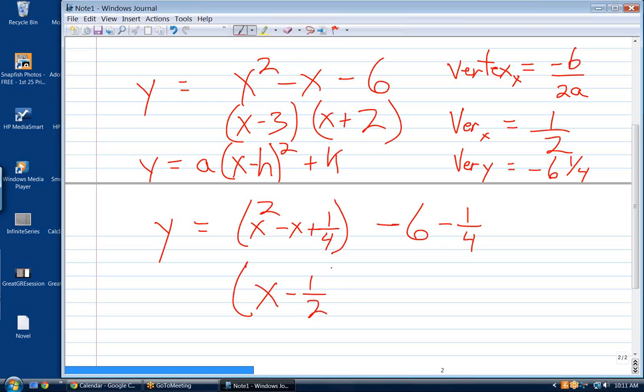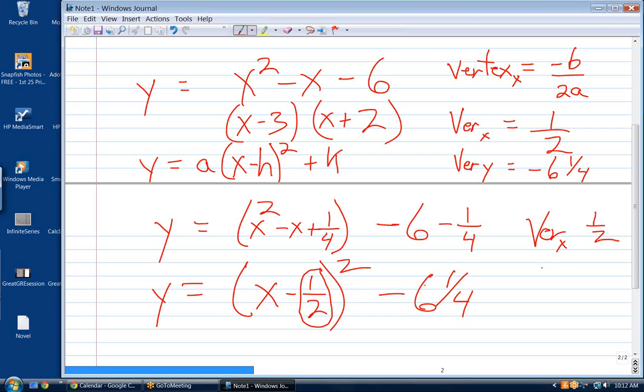squared, and then minus 6 1/4. So now I have it in standard format where we know the vertex is the positive h, because remember the standard format is x minus h. So the x-coordinate of the vertex is 1/2. The y-coordinate of the vertex is negative 6 1/4, which we got doing it the other way.